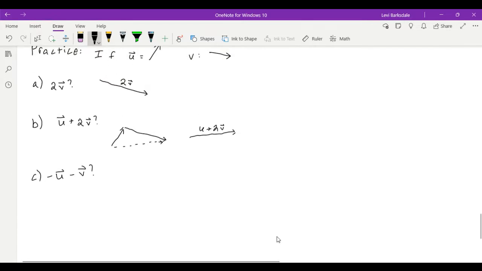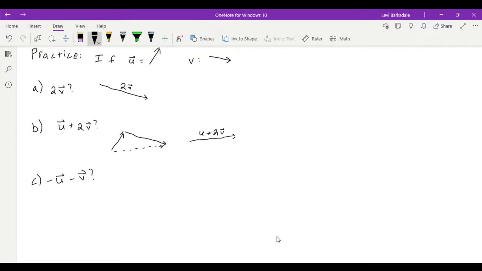Finally, we can take our vector u and flip it around. That's the negative u. And same thing with v. And again, we're just using the tip-to-tail method. That's negative v. And then our composite vector would go something like that from our starting point to our ending point. So the resulting vector would look something like that.